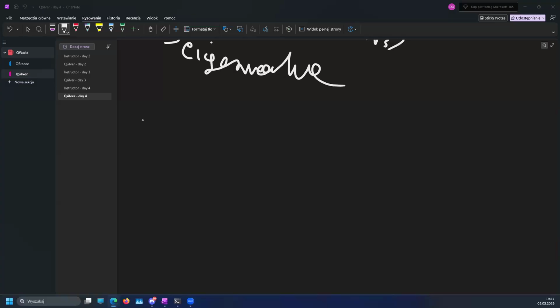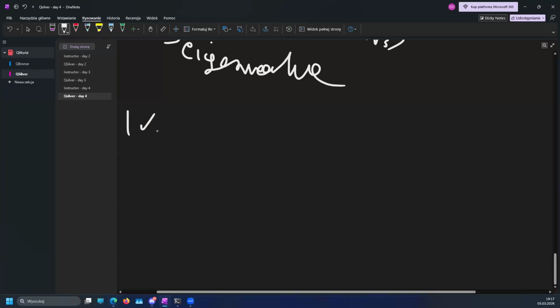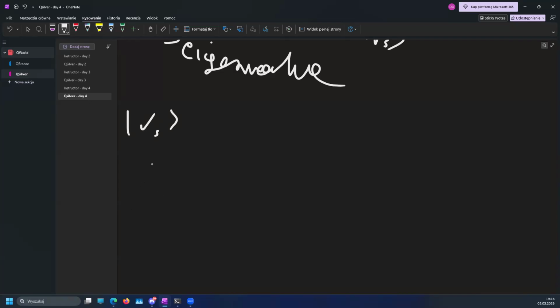Okay, so to prepare Vs, our eigenvector, we will begin by considering the following superposition. Again, an equal superposition depending on the value of S.